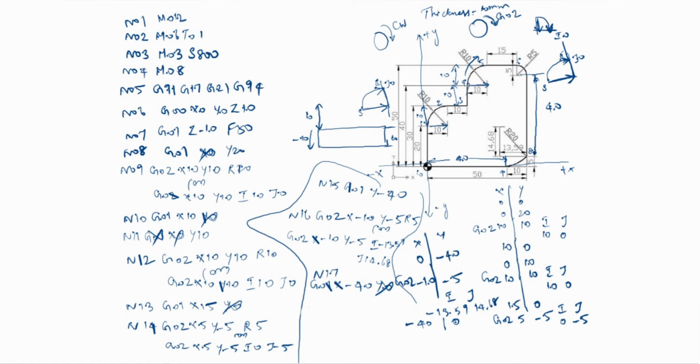Now we will write N18, G00, X minus 80, Y60. After that N19, M05, spindle off. N20, M09, coolant off. N21, M30, end of the program. Thanks for watching this video.